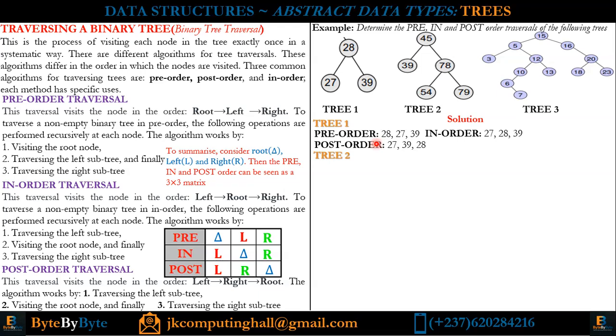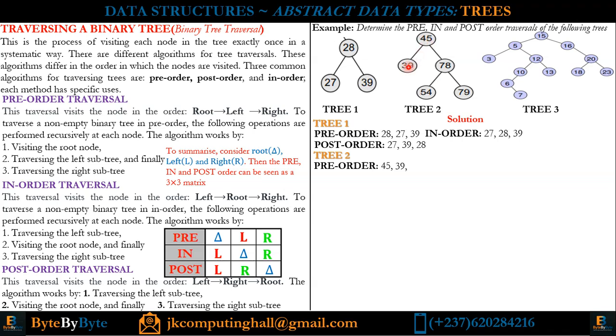What do we get? For the pre-order, we are starting with the root. So this is our root here, 45, as you can see. From the root, where do I go to? I go to the left, and my left is 39. Are we there? Let us proceed.